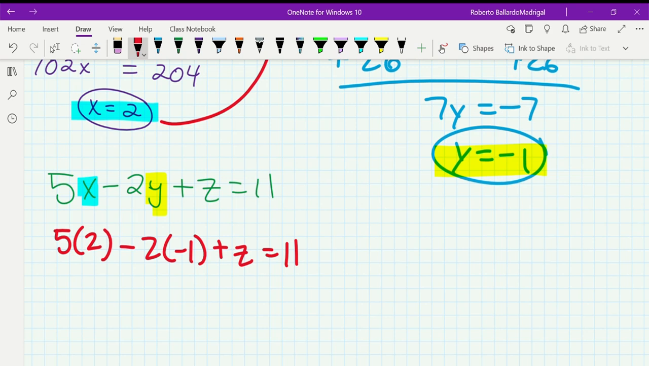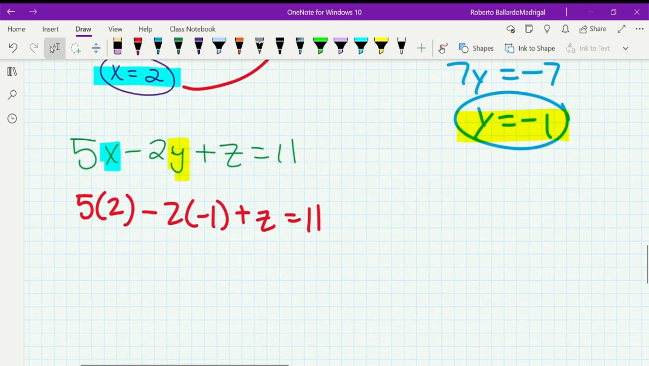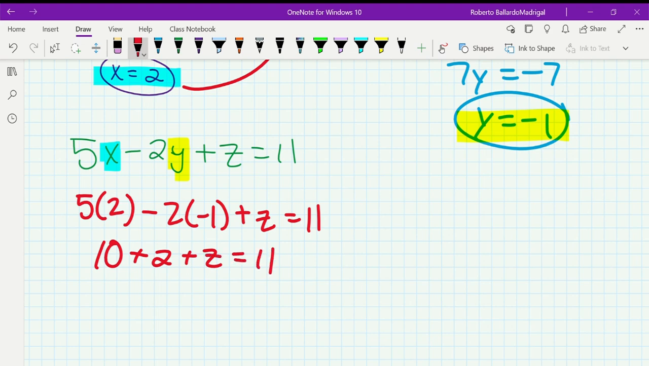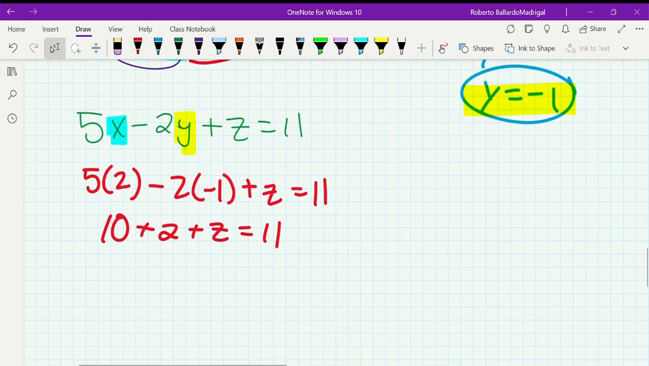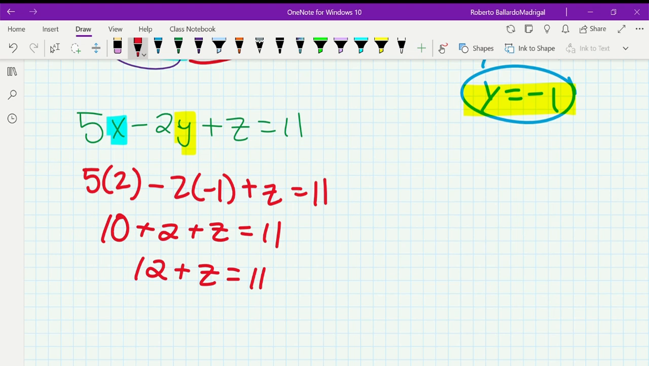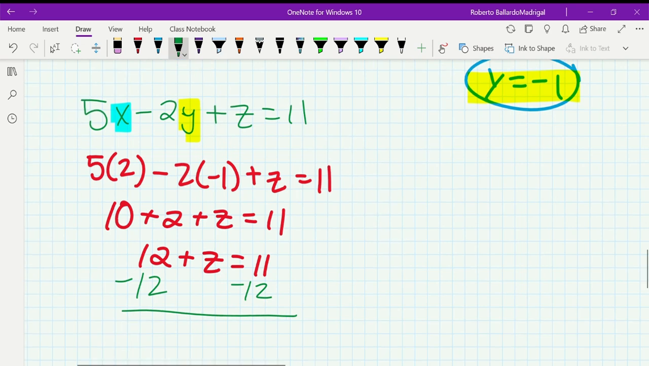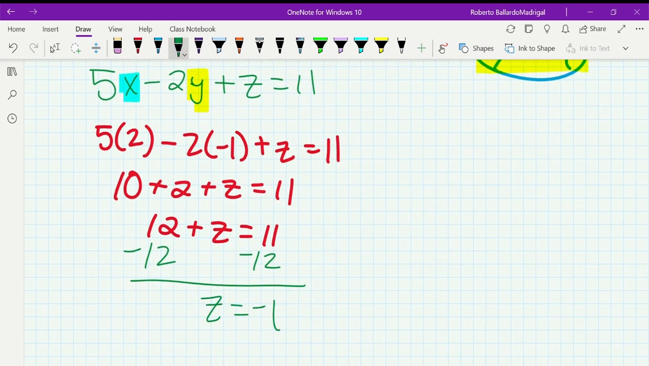Did I lose anyone yet? Good. Sort of? Okay. 5 times 2 is 10. 2 and 1 makes 2. Almost there, guys. Twelve plus z makes 11. One more step. Subtract 12. Z is going to equal negative 1.